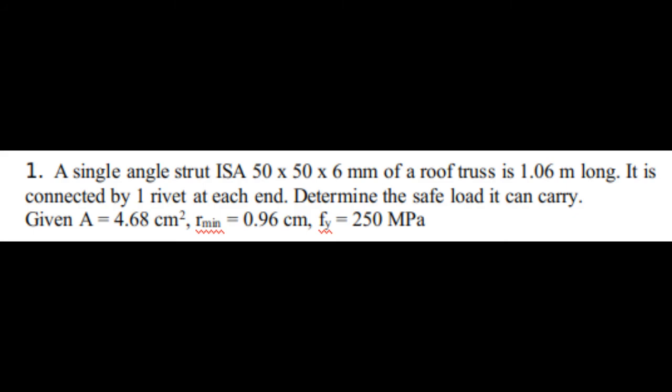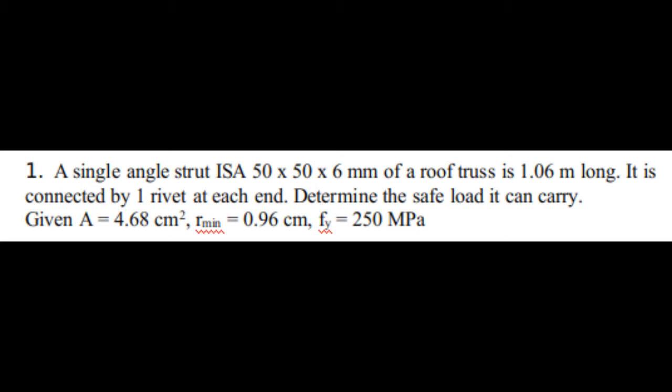A single angle strut ISA 50 by 50 by 6 millimeter of a roof truss is 1.06 meter long. It is connected by one rivet at each end. Determine the safe load it can carry. Now some values are given. A, that is the cross sectional area, is 4.68 centimeter square, R min is 0.96 centimeter, Fy is 250 MPa.